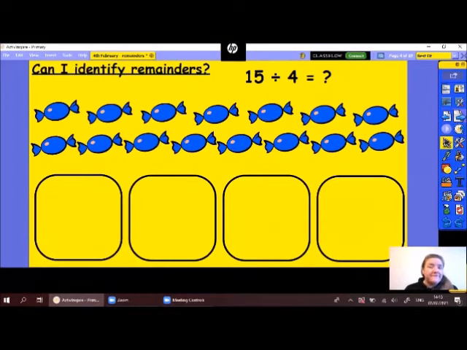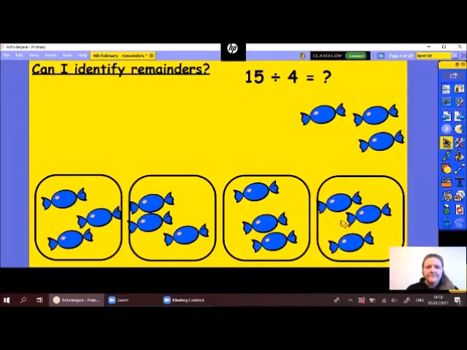Here I've got 15 sweets. And again, I'm being really kind and I'm sharing. But I want to share them between 4 people. Pause the video to do this with your objects at home. Divide your 15 objects between 4 groups. And what do you notice? Well, I've shared them out, but what I've noticed is that I've got some left over. Did you have as well?